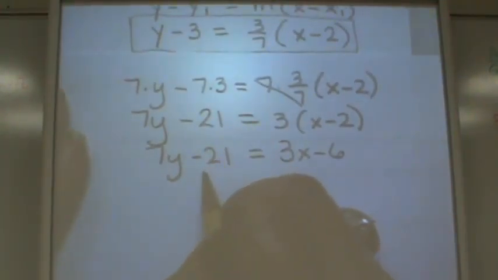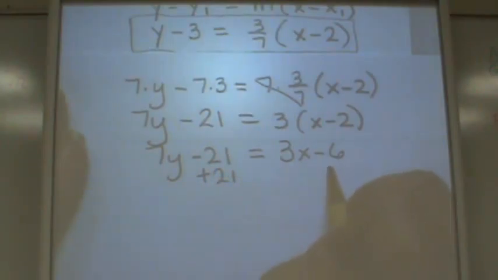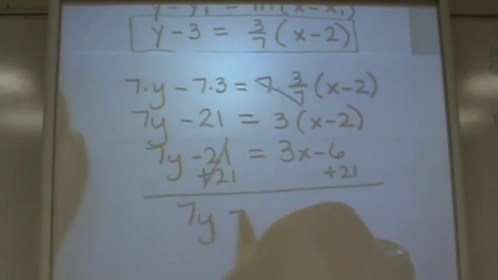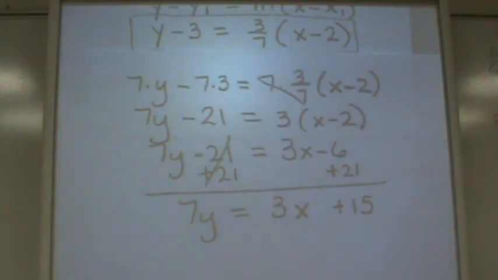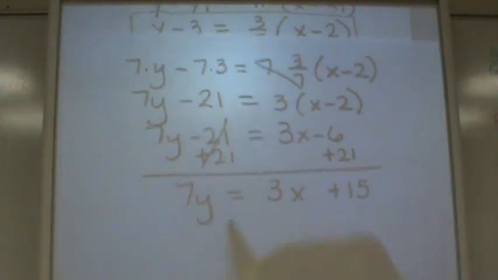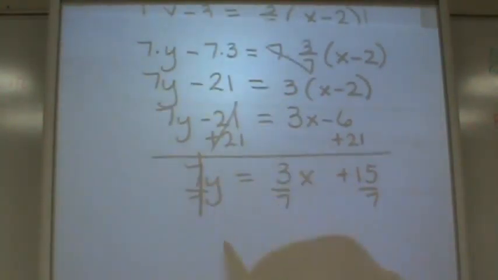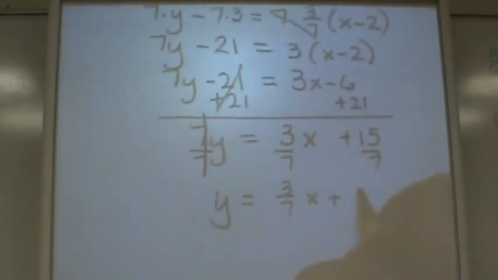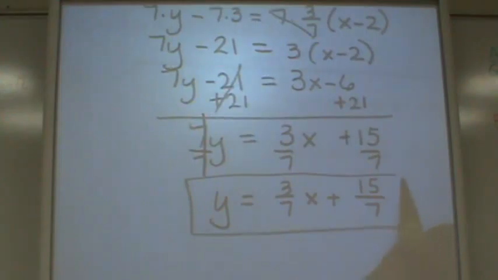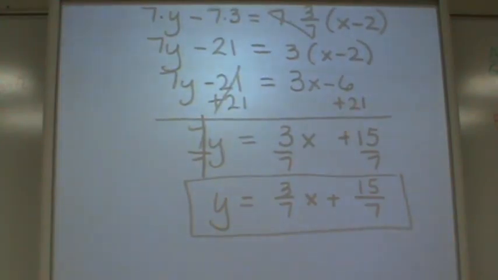Okay, now we're going to get rid of this negative 21, so we're going to add 21. And we get 7y is equal to 3x plus 15. My math is right, 15. And we're going to divide everything by 7 now. So y is equal to 3/7 x plus 15/7. That's the equation in slope-intercept form.